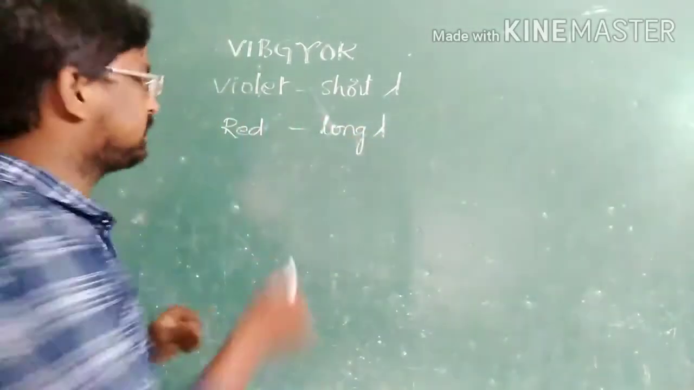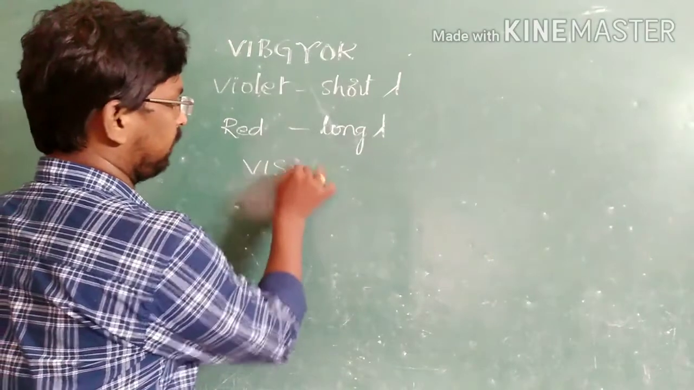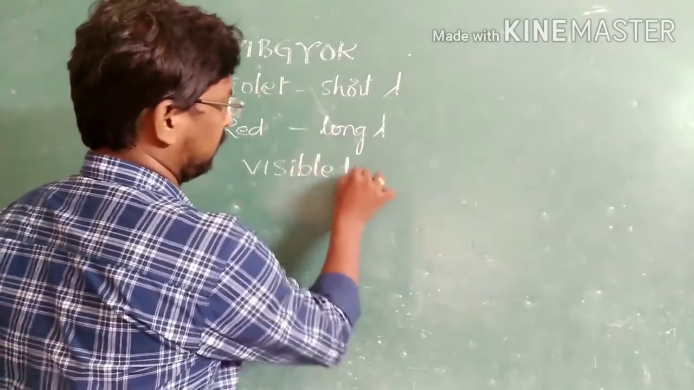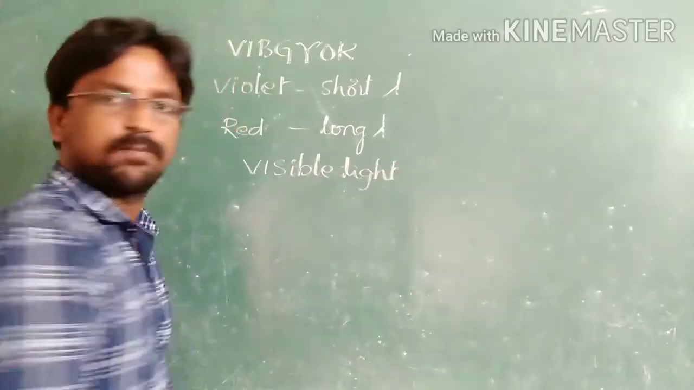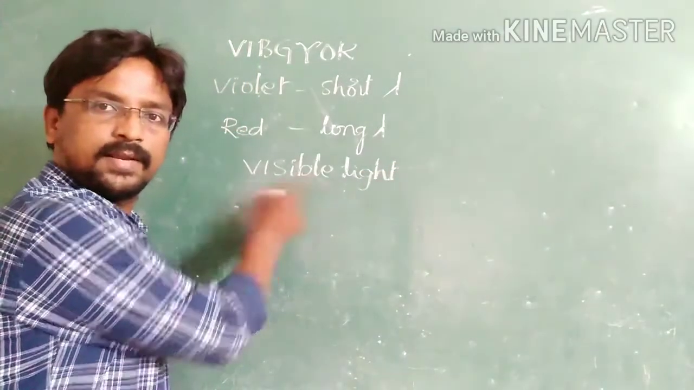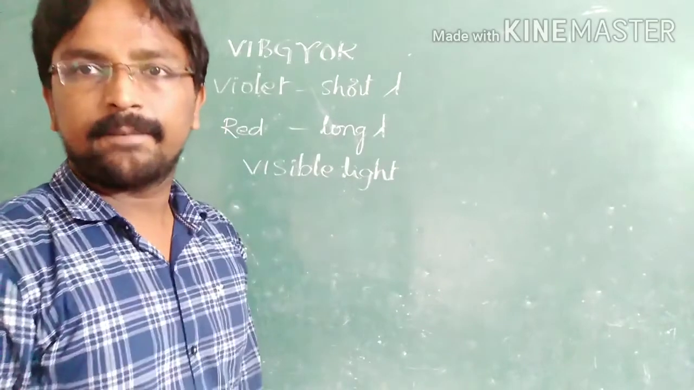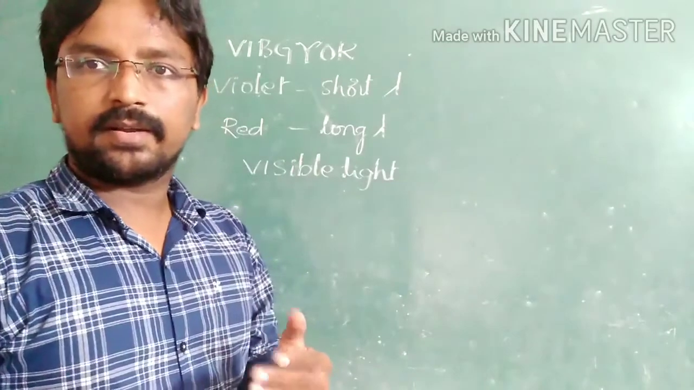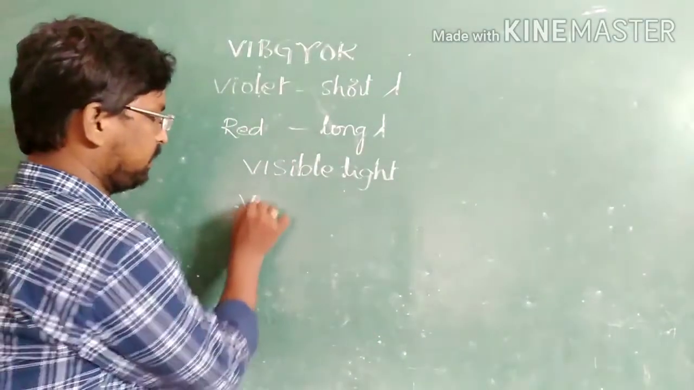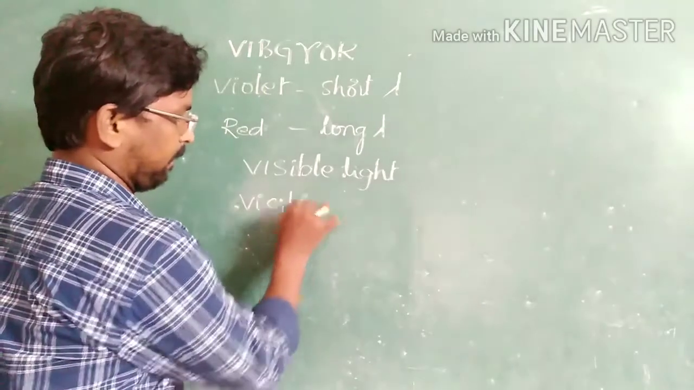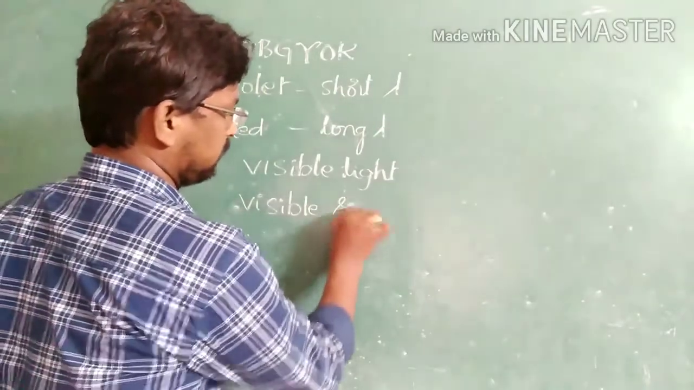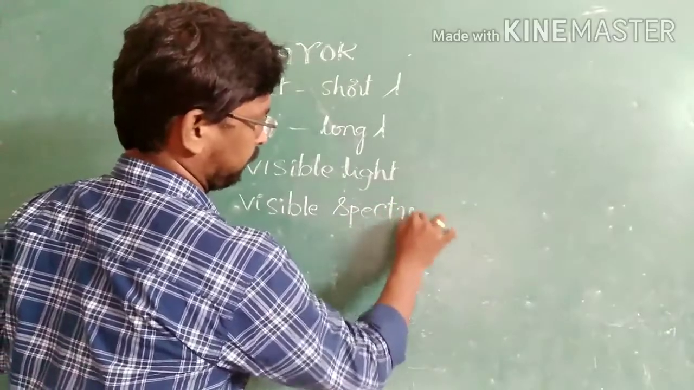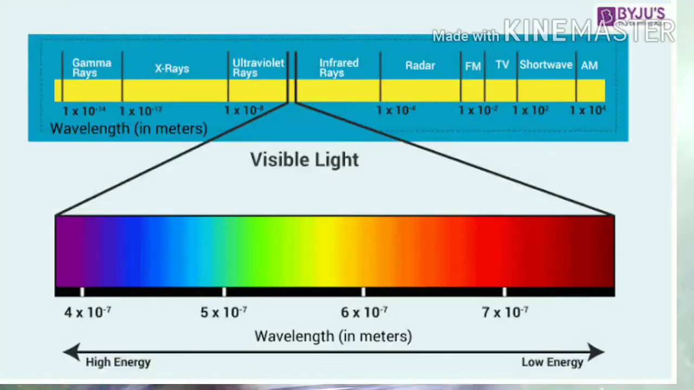So that's why this light is said to be visible light. In this visible light, the entire range of wavelengths which are visible to us is said to be the visible spectrum. The entire range of wavelengths visible to our naked eyes is the visible spectrum.